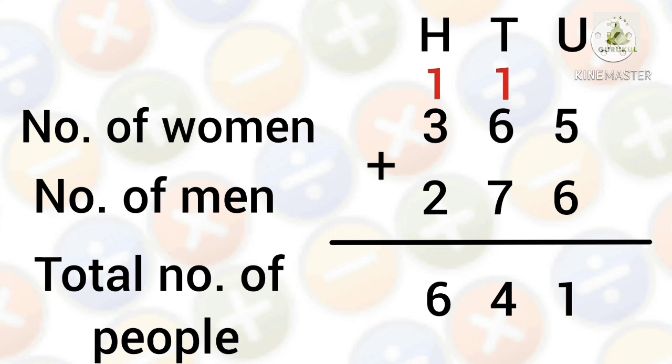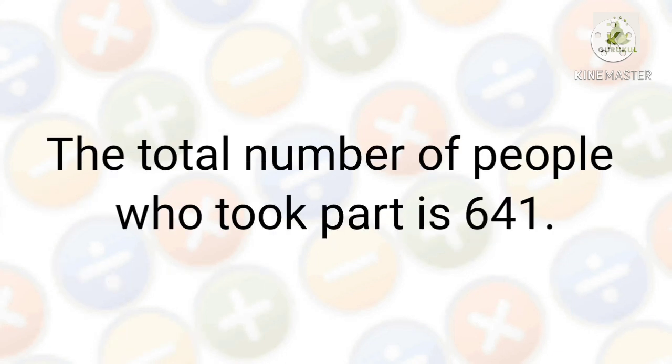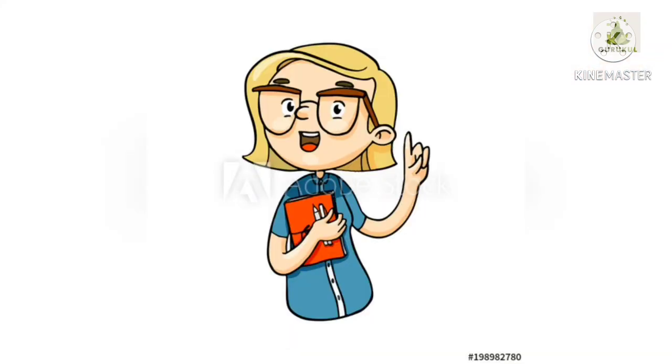So the answer is 641. So you will write here the total number of people who took part is 641. Understood how to solve a word problem of addition? Okay then, we will see one more example.